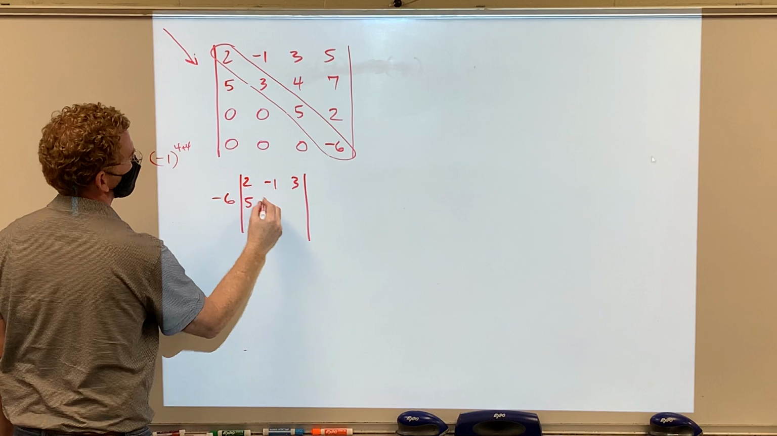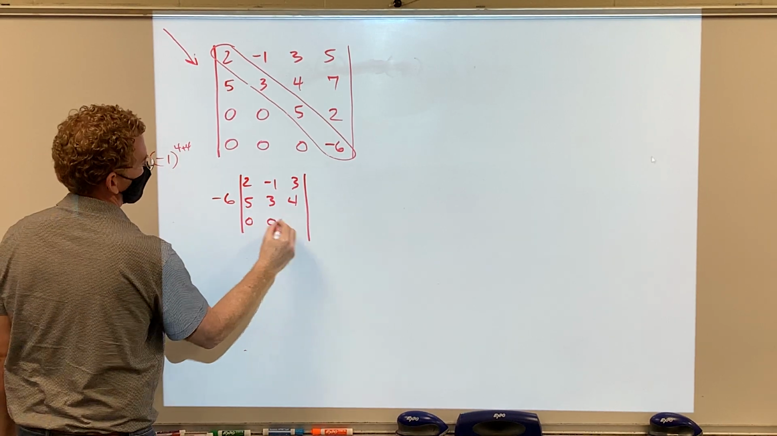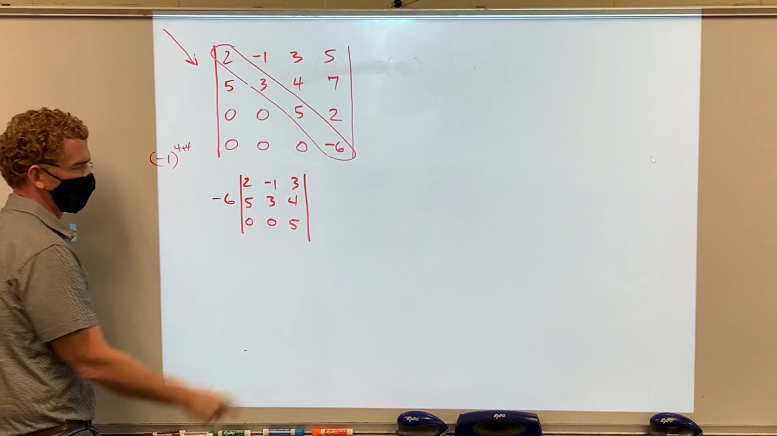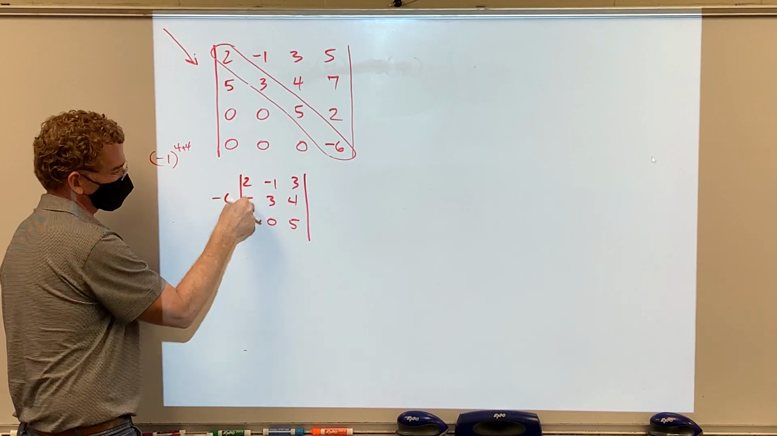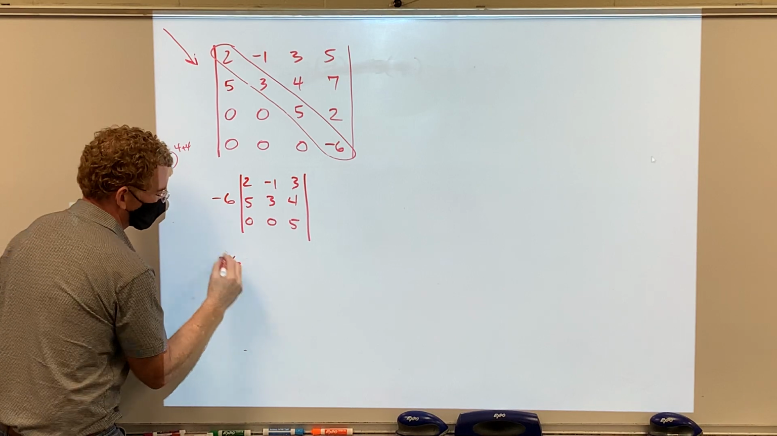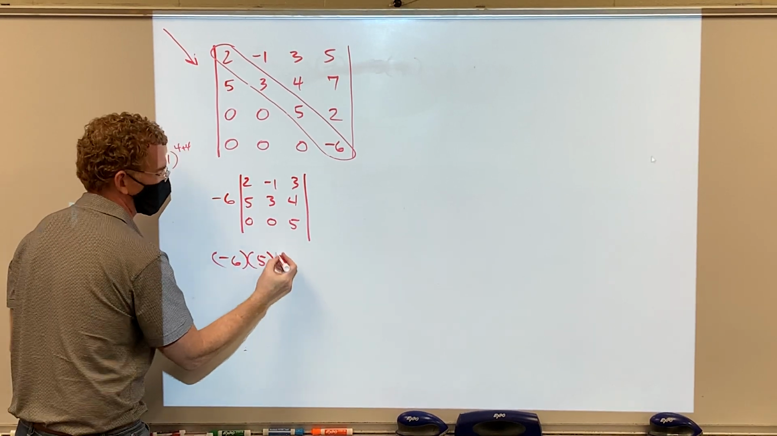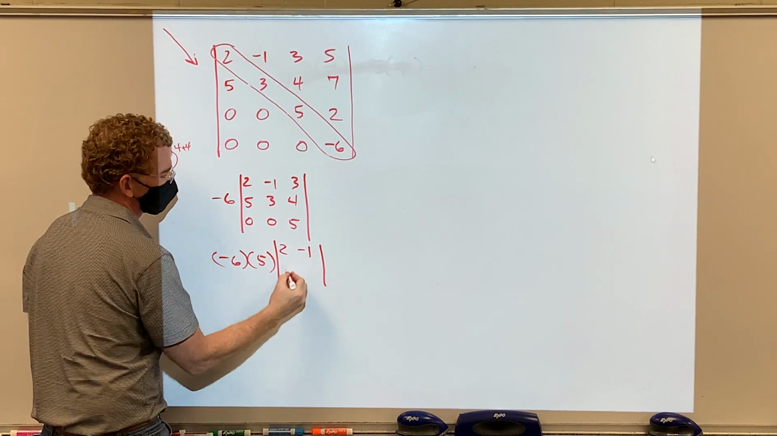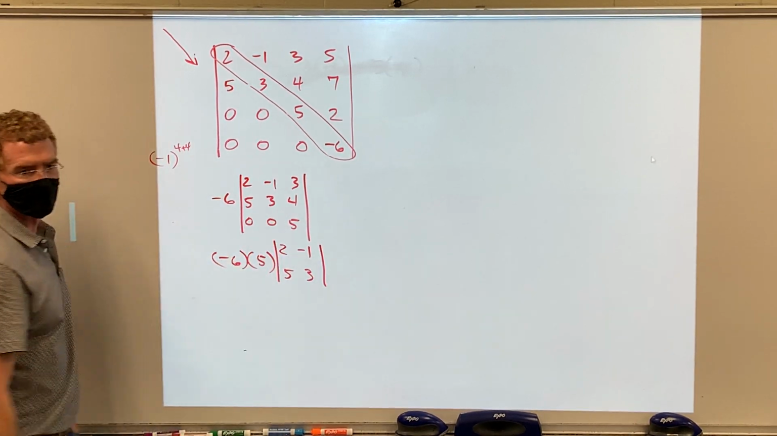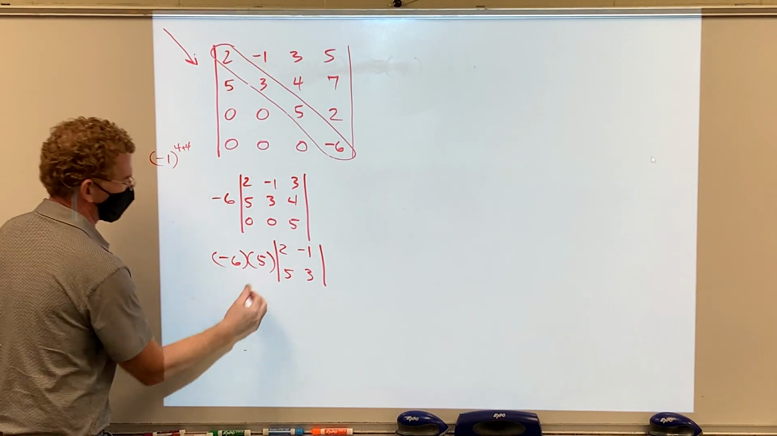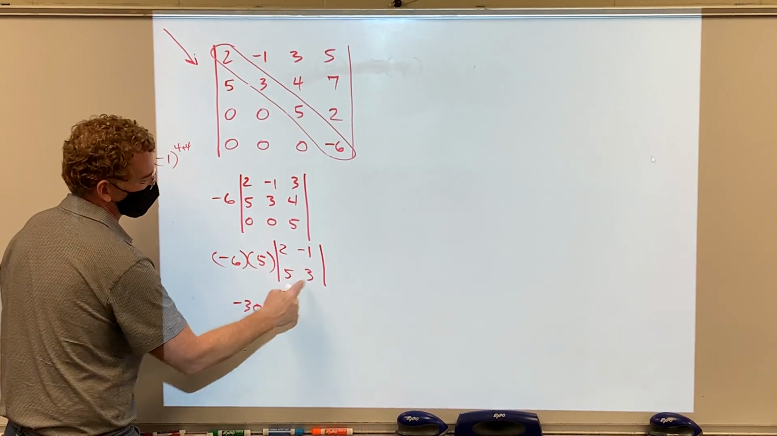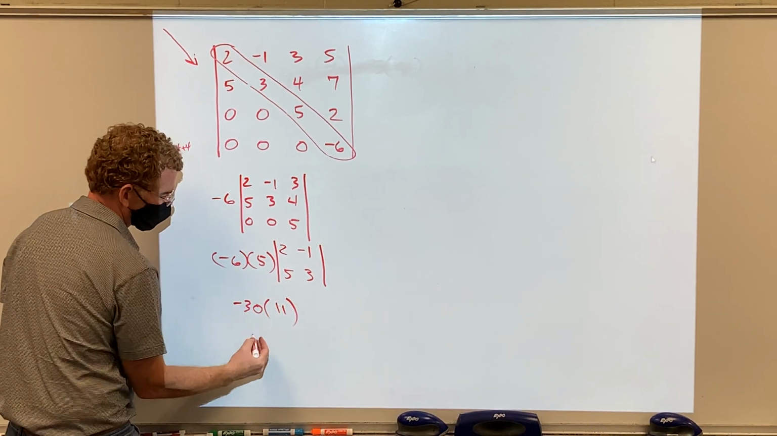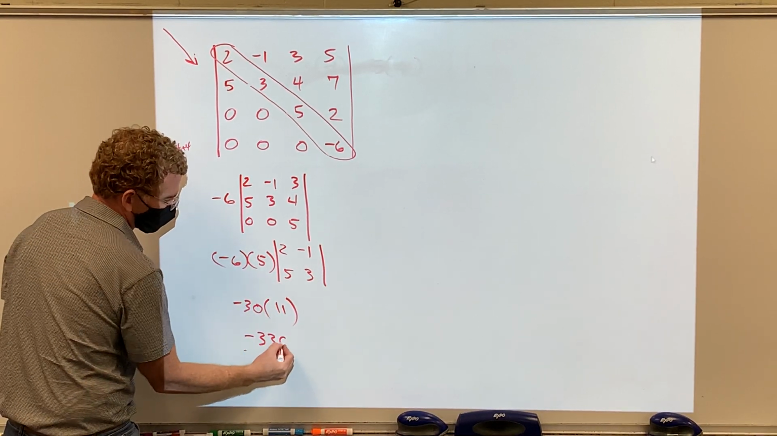What's the minor of this? -1, 3, 5, 3, 4, 0, 0, 5. And if you were going to evaluate that 3 by 3, what would you probably pick? 5. And again, it's in a plus, minus, plus, minus, plus spot. So you got now a -6 times a 5 times what? 5's minor. 2, -1, 5, 3. And at that point, you can do it, right? So you end up with a -30 times a 6 plus 5 minus a negative plus 5. So -330.